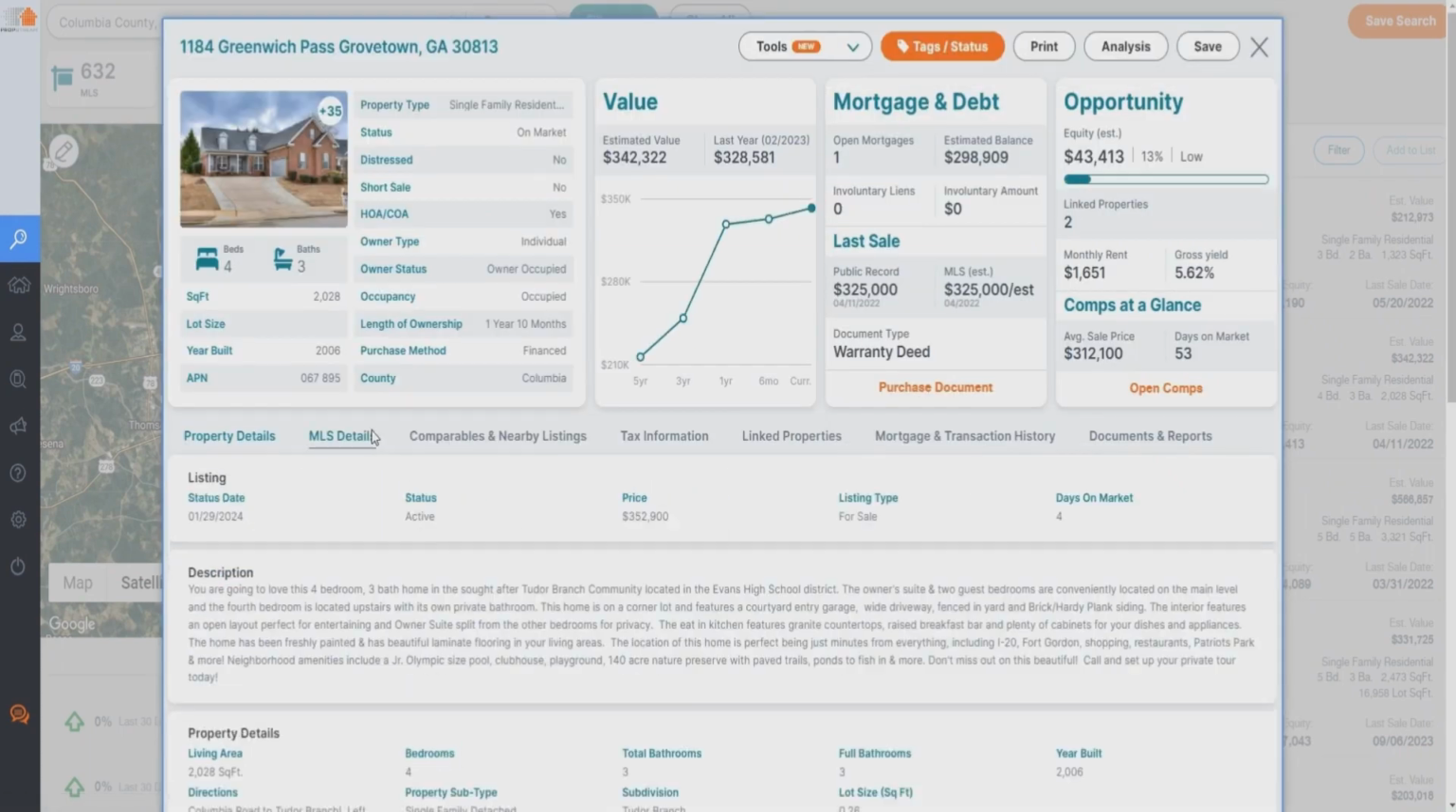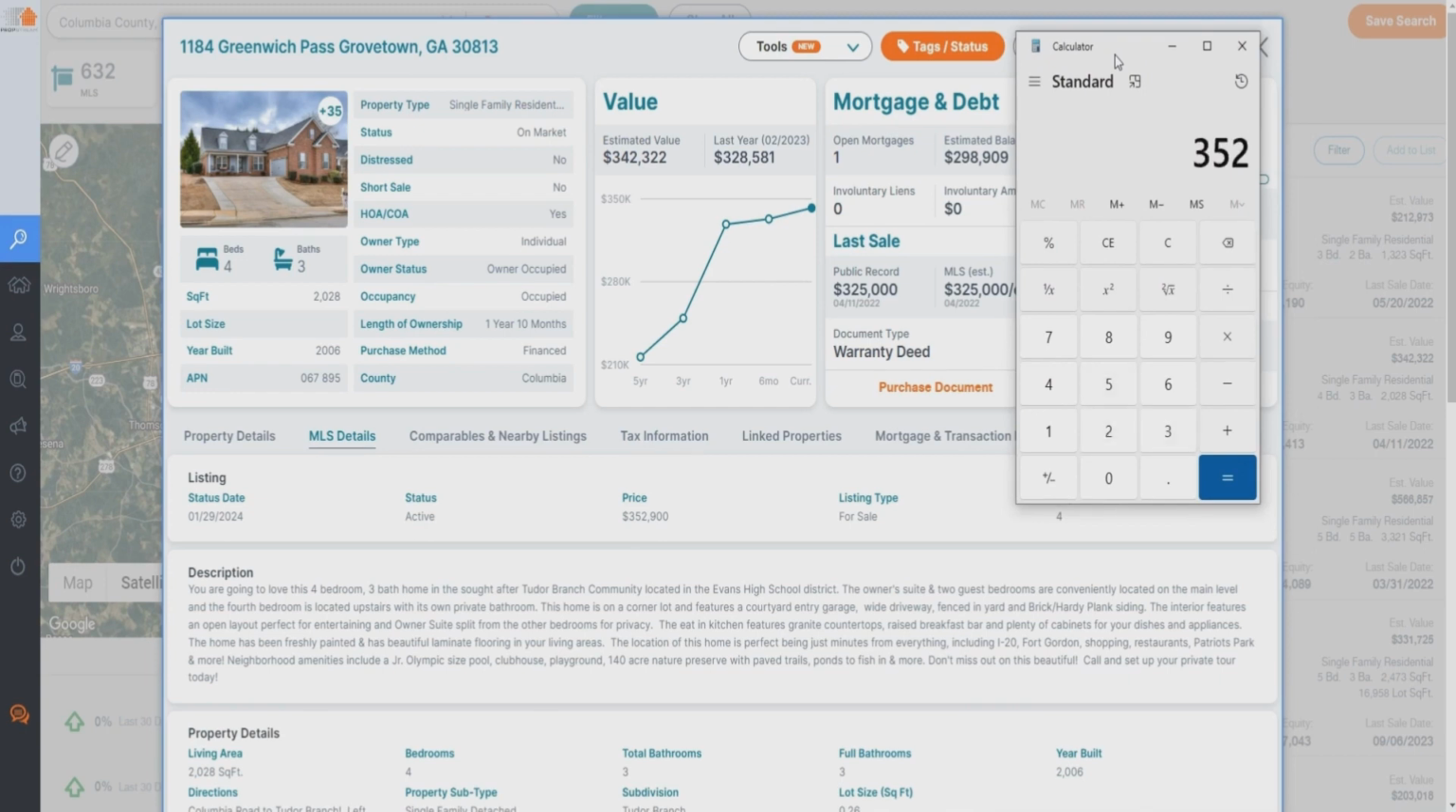Let's go on to the next property here. This one here is listed at 352 with an estimated balance of 298. So we can see here that we're getting closer in terms of how much equity is actually available to the seller. So it looks like this might actually work for subject to. So let's do the math out here.